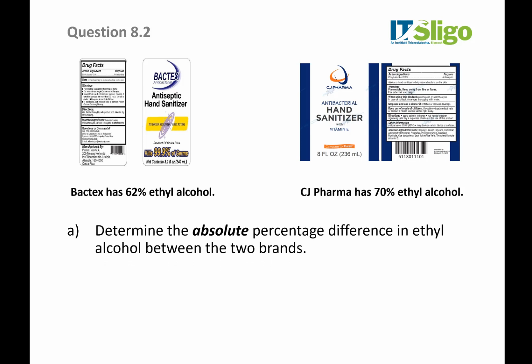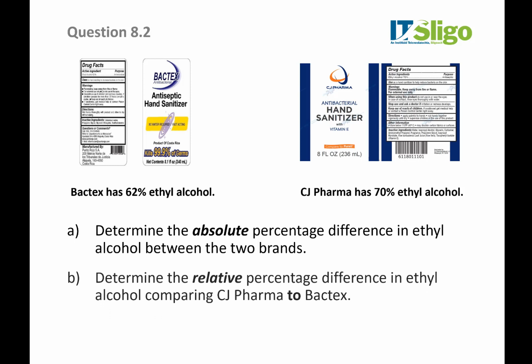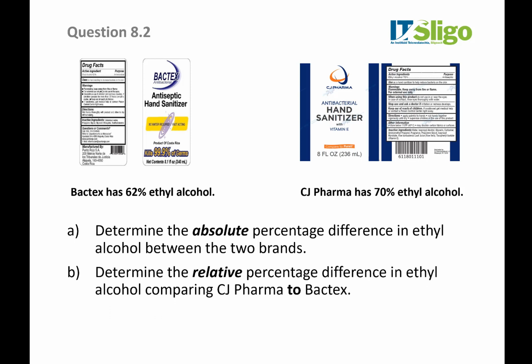I think that's fairly straightforward. But now, determine the relative percentage difference in ethyl alcohol comparing CJ Pharma to Batex, guys. So that's what defines what goes on the bottom. Very important, guys, that you define, what am I comparing to? Often you're comparing to the true value, but if we're just comparing two products, as in this case, we have to define it.